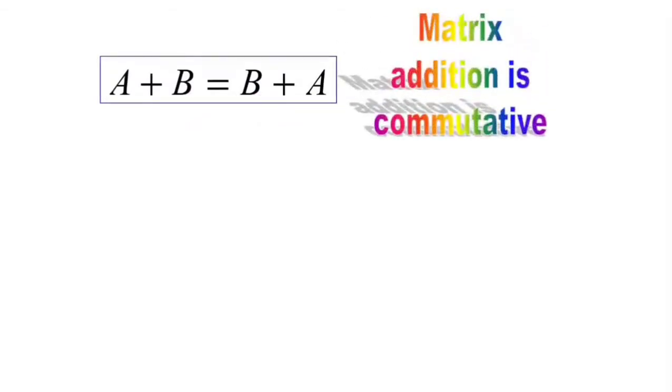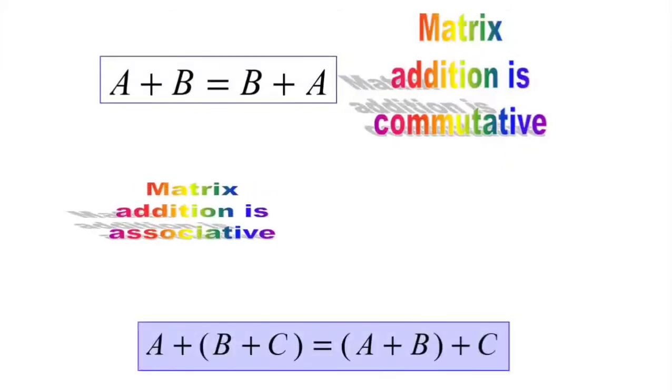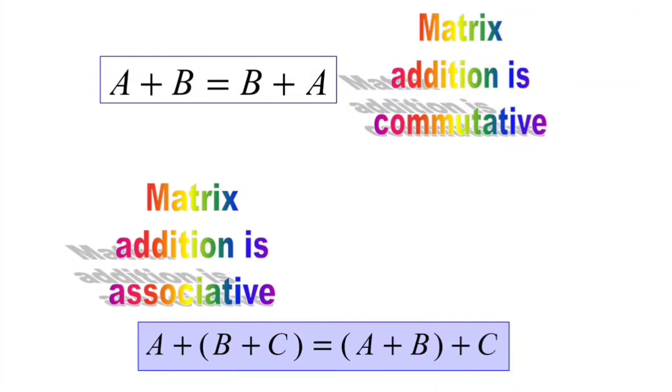Similarly, we can show the associative property: if A, B, C are any three matrices, then A plus (B plus C) is equal to (A plus B) plus C. Means matrix addition is associative, or the associative property holds here. Just remember this method, that is addition of corresponding elements.